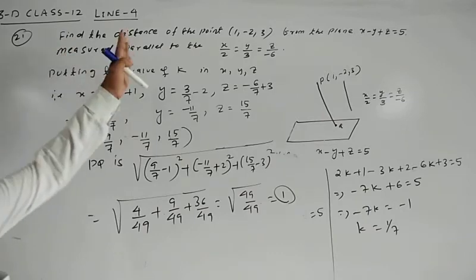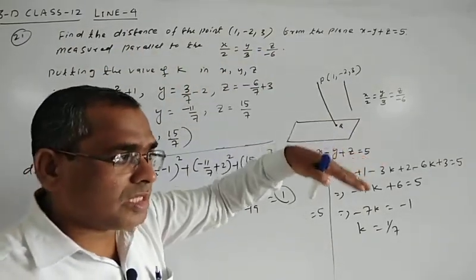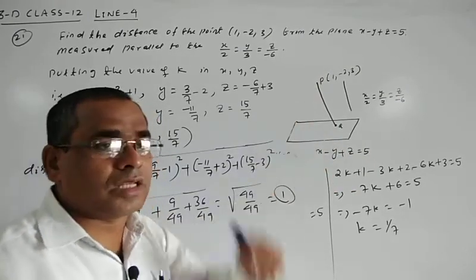Find the distance of the point from the line measured parallel to the line.